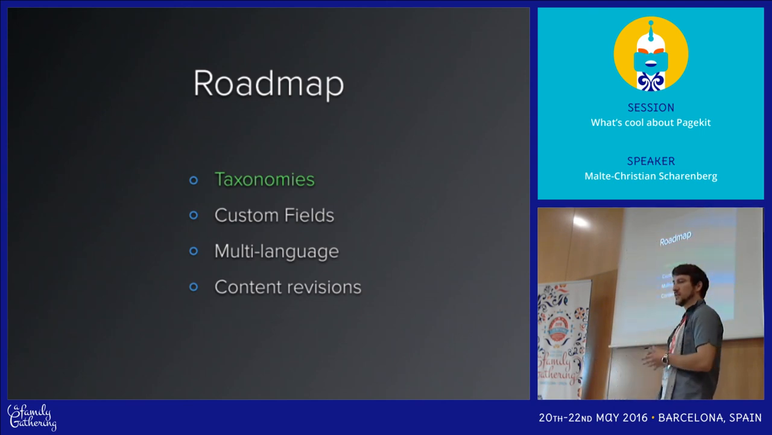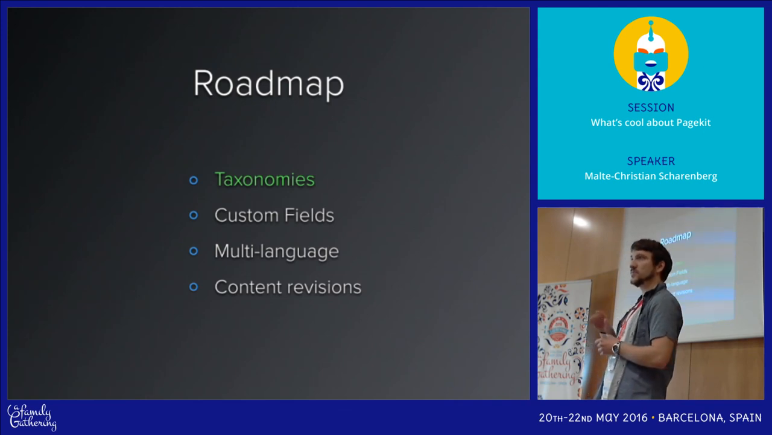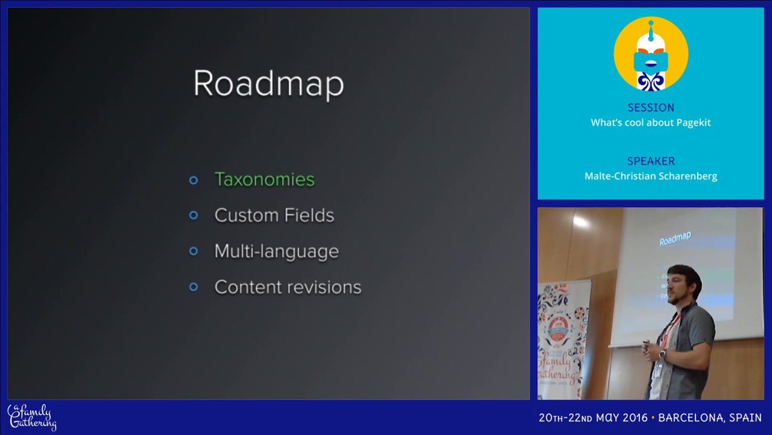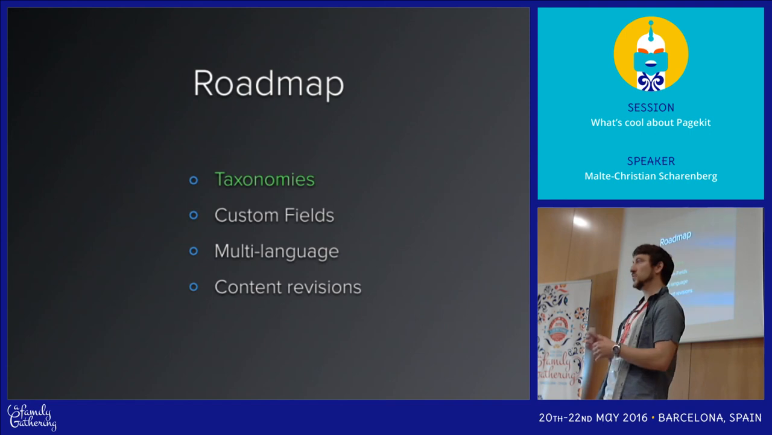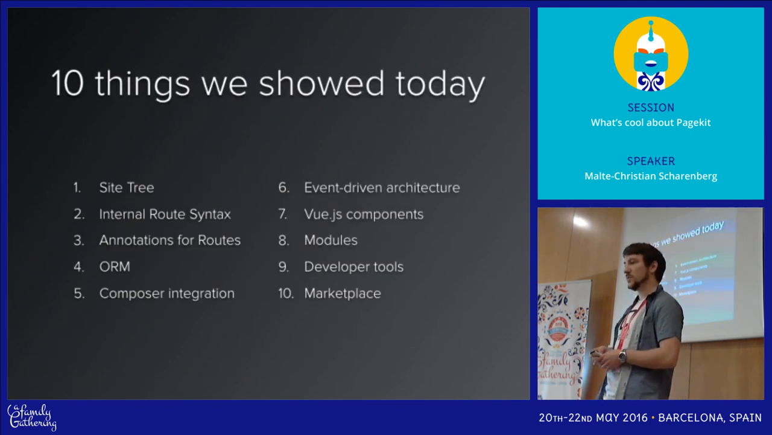So a quick look ahead at things that are coming in the future. We've highlighted taxonomies because actually someone from the community on GitHub has implemented it. It's currently an open pull request, which we are reviewing. So it's cool that we have both discussions and contributions on GitHub. And sometimes we take the inspiration from the discussions. For example, the site tree was inspired by a discussion on GitHub, which we then built ourselves. The taxonomy is now something that someone from the community is contributing, so that's really cool.